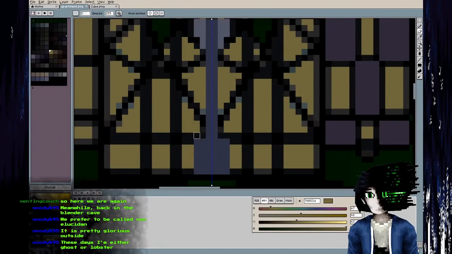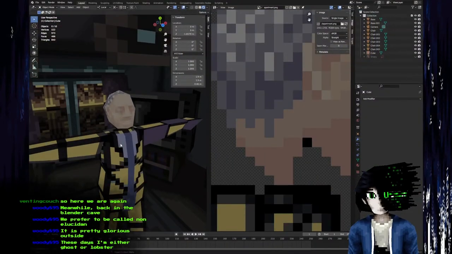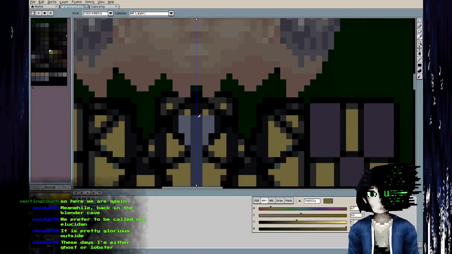I'm not going to have the shirt opening that much. Yeah, this guy is trying to take some pride in his appearance, so at least I'm going to try and keep the jacket pretty closed up. And then we have a bit of skin visible on top.